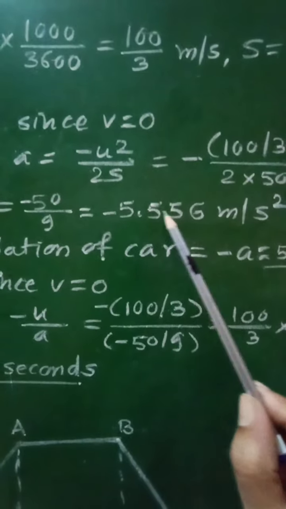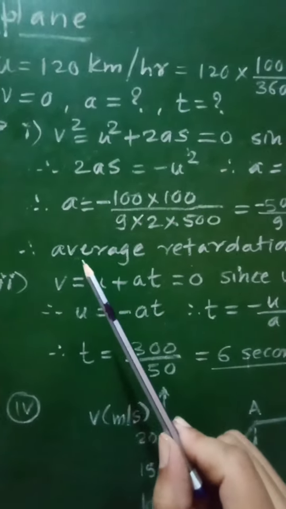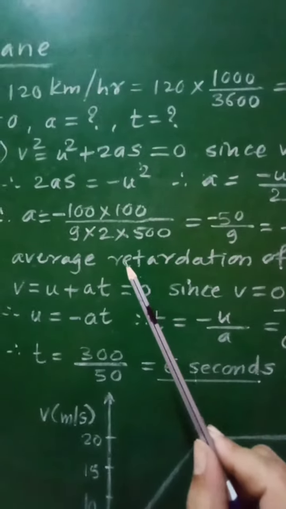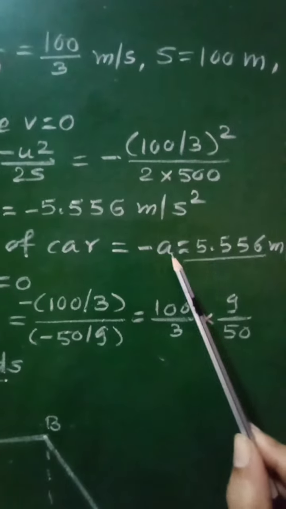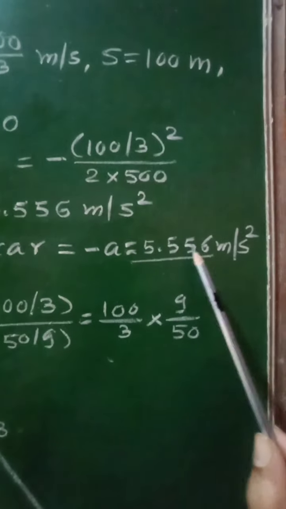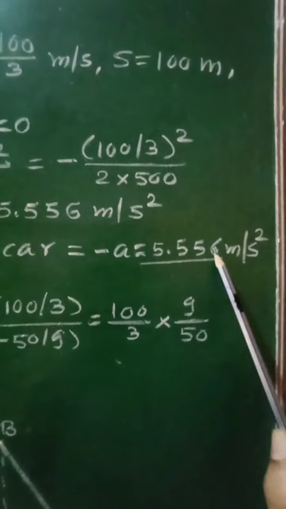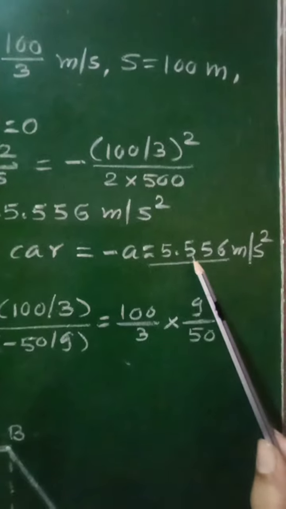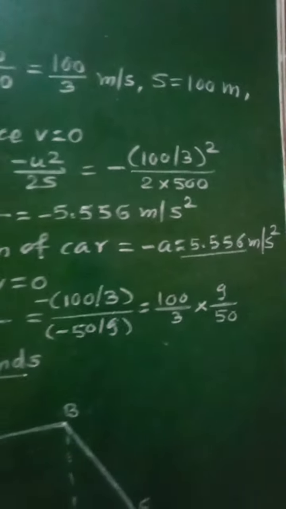And therefore we can write the average retardation of the car will be equal to minus a, which will be equal to 5.556 meter per second square. This will be the required retardation of the car, that is negative acceleration.